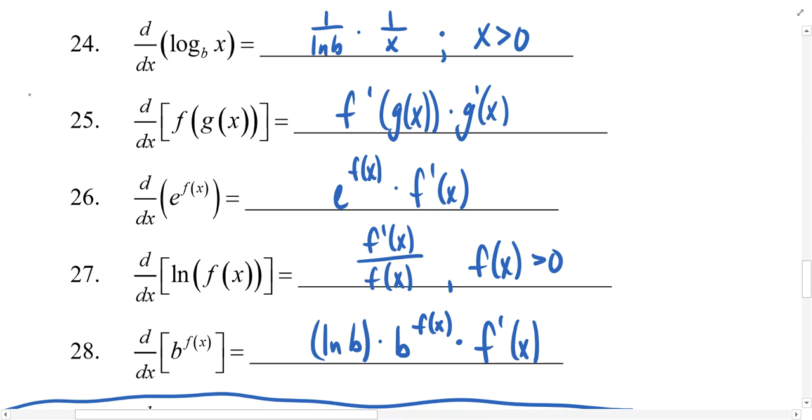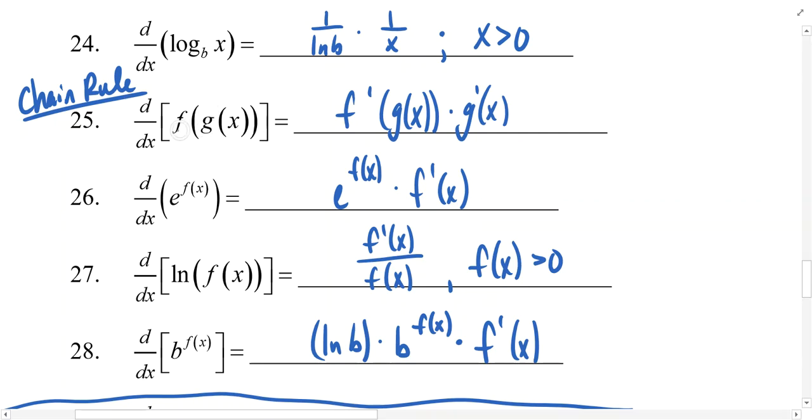Number 25 is called the chain rule. And that's a pretty important one to remember. We use this one all the time when equations get complicated. So it would be worthwhile to research this one on your own, as well as the quotient and product rule.